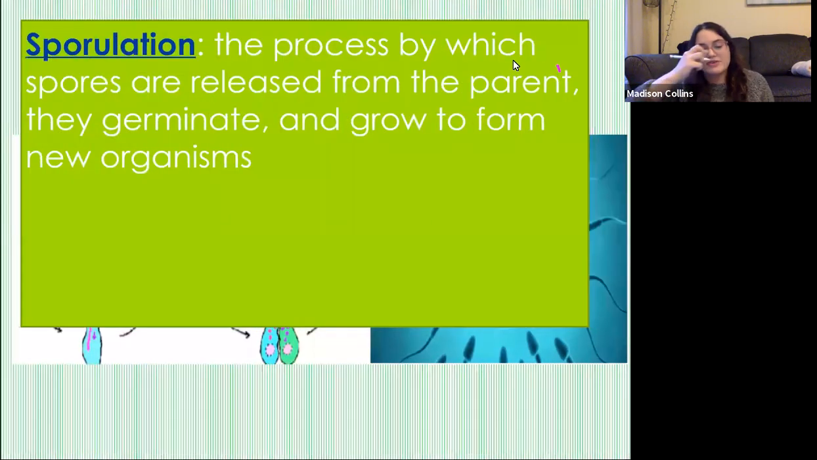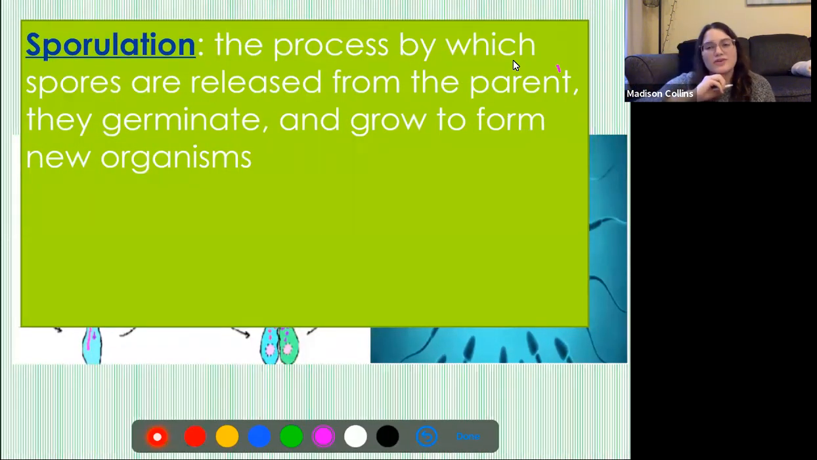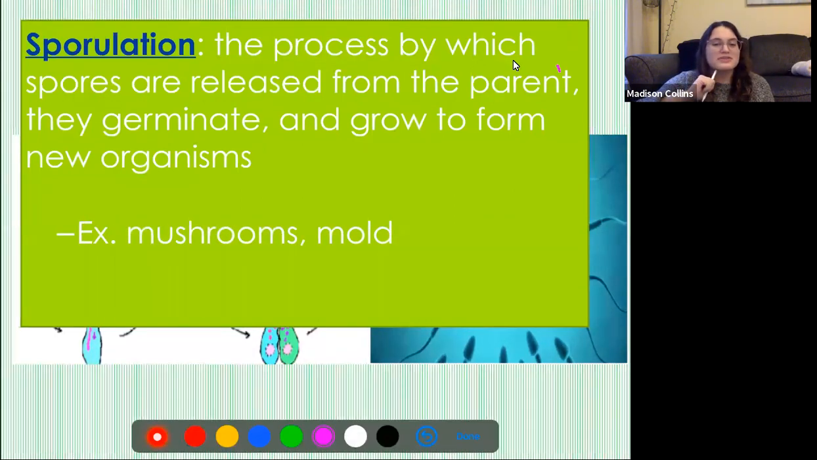All right, the third type of asexual reproduction is something called sporulation. Now, this is the process by which something called spores are released by the parent. Those spores germinate and then grow to form new organisms. And you might be pretty familiar with this because this is how mold spreads, as well as mushrooms reproducing.